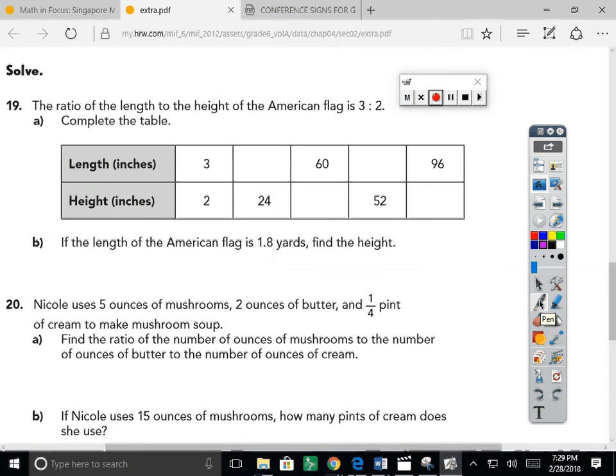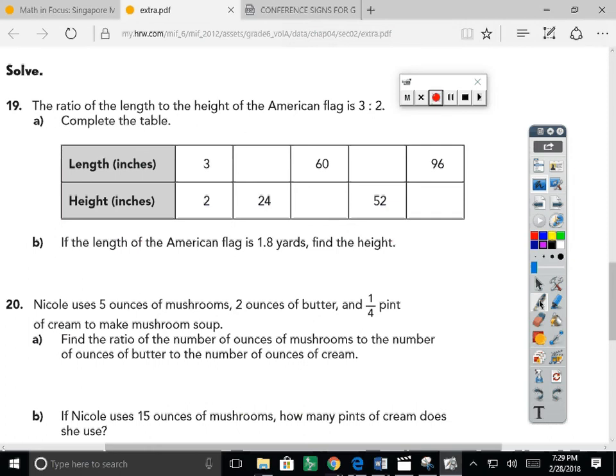This is the second video that goes with equivalent ratios, lesson 4.2 from our 6th grade Math in Focus textbook. So I've just turned your worksheet, your extra practice, lesson 4.2 over, and these are those word problems that we didn't tackle the first night, but we're going to look at today.